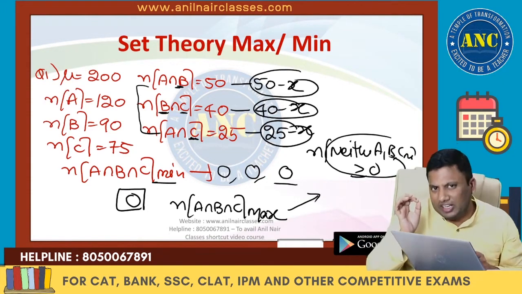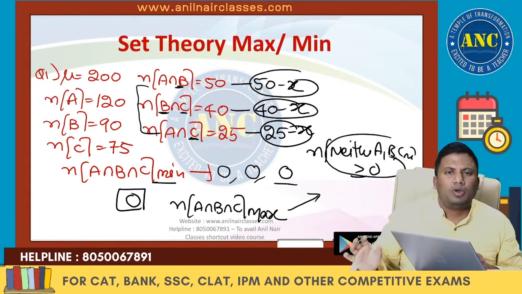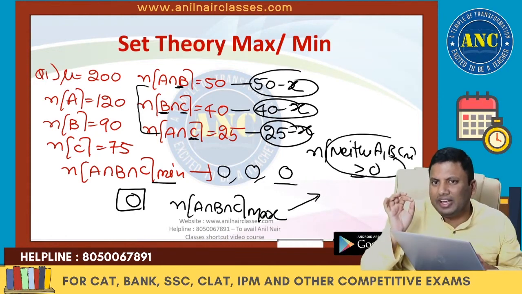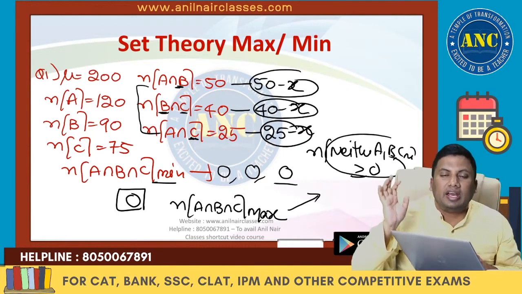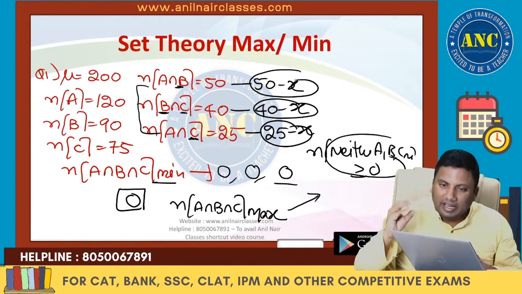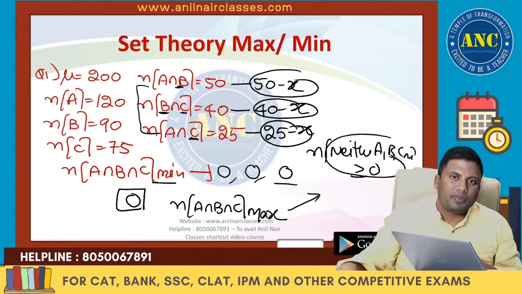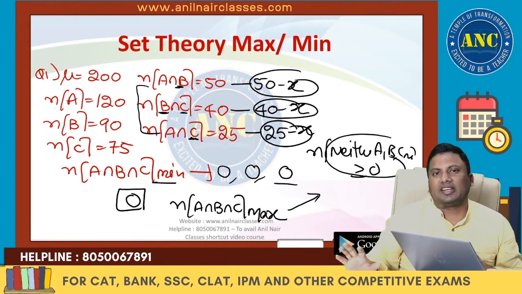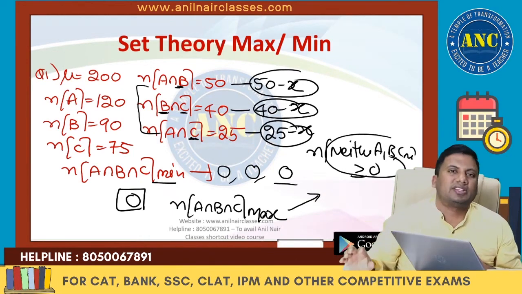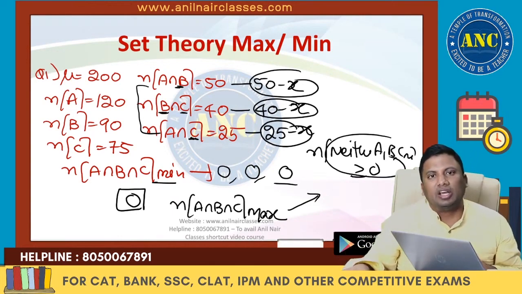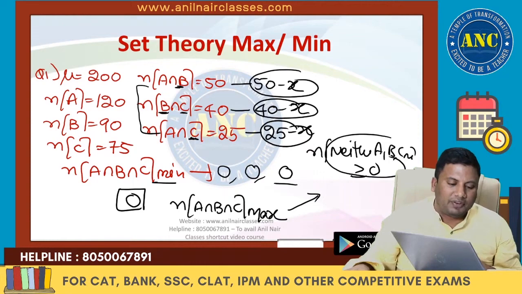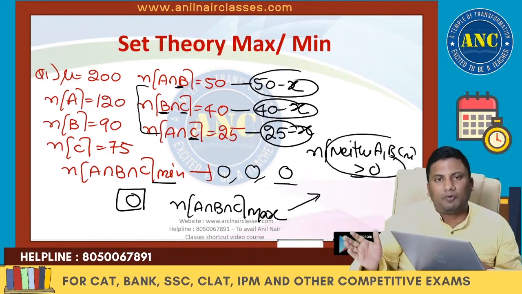What is the difference between type 1 and type 2? Type 1: mu is given, A, B, C is given, neither A, B nor C is given. But in type 2, mu is given, A, B, C is given, A intersection B, B intersection C, A intersection C is also given, N of ABC. This is type 1 and 2.